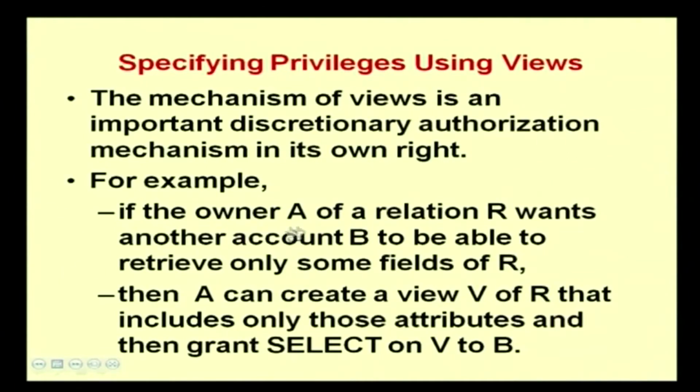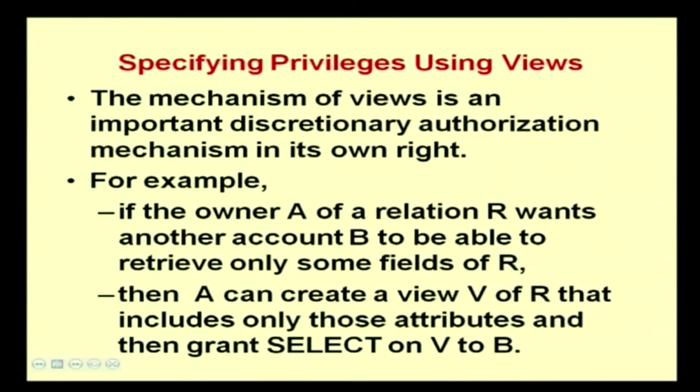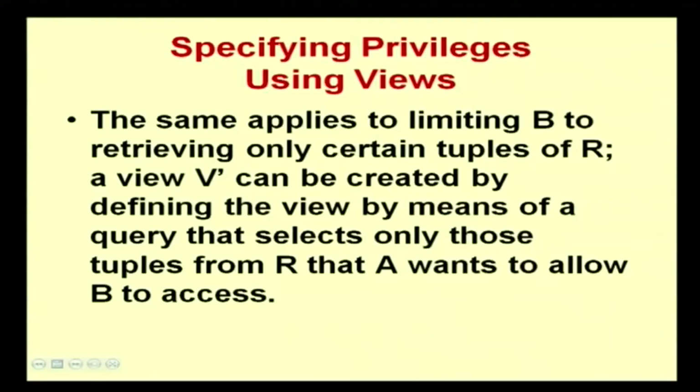For example, if you have an owner A of a relation R and he wants another account B to be able to retrieve only some fields of R, then A can create a view V of R that includes only those attributes that he wants B to read, and then grant select on V to B. The same applies to limiting B to retrieving only certain tuples of R. The view V can be created by defining the view by means of a query that selects only those tuples from R that A wants to allow B to access. So, you have two aspects. A view can be created to include only certain attributes, that is projection basically, and you can create a view to allow only certain tuples, which is again a select.